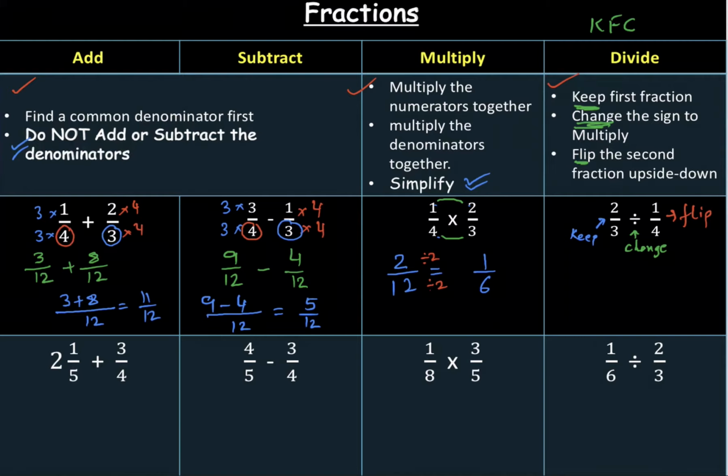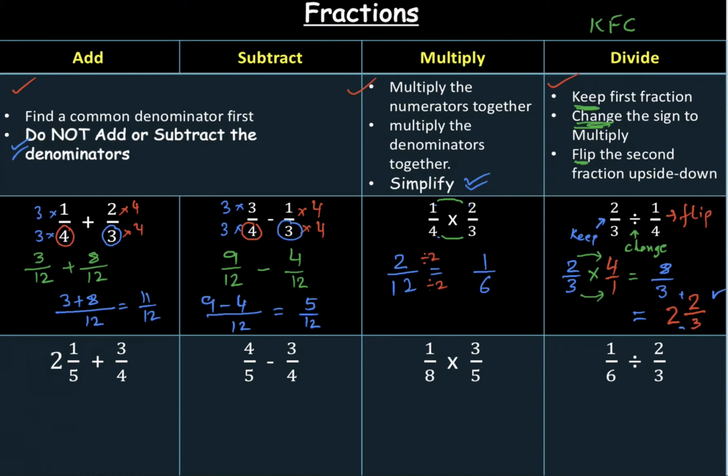So let's start. Keep the fraction 2 out of 3. Change the sign to times and flip the fraction so it becomes 4 out of 1. Now you can just multiply the top and multiply the bottom, which gives you 2 times 4 is 8 out of 3 times 1 is 3. And we can turn this fraction into a mixed fraction. How many 3 goes into 8? 3 twice is 6. The remainder is 2, so that goes here. So you can check now. 3 times 2 is 6. 6 plus 2 is 8. So that's fine.